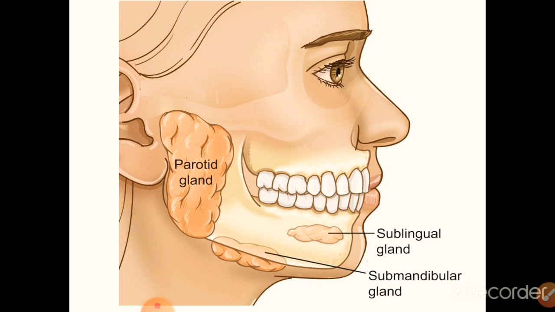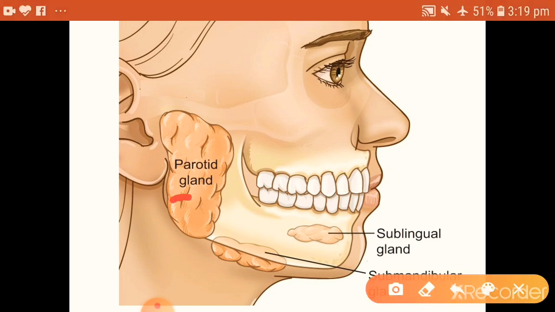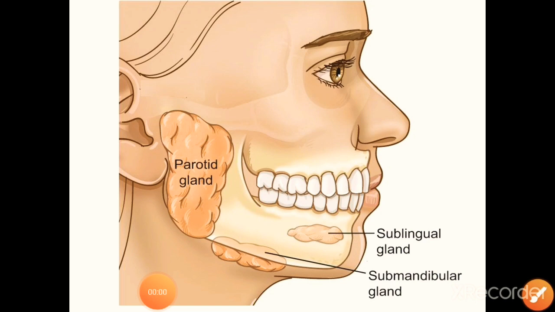I'm going to show you a picture now. These are the three pairs of salivary glands. That means we have 6 salivary glands. These are the locations. One is the parotid gland, the sublingual gland, and the submandibular gland. These are the 3 salivary glands which secrete saliva. Saliva is a fluid which contains an important enzyme, amylase, which converts starch into maltose. Let us see how it performs the function.